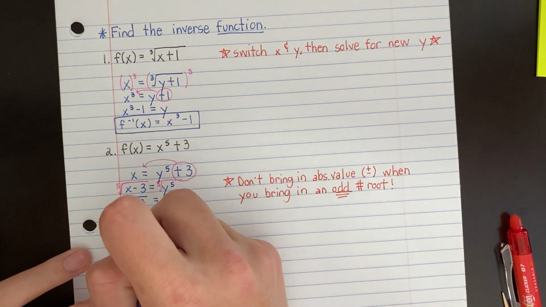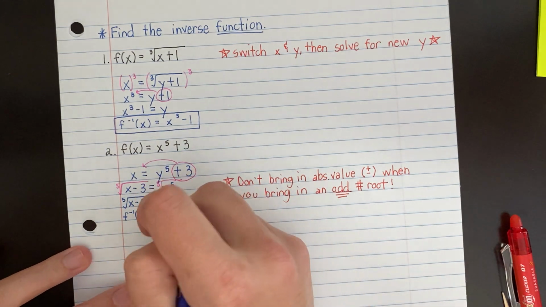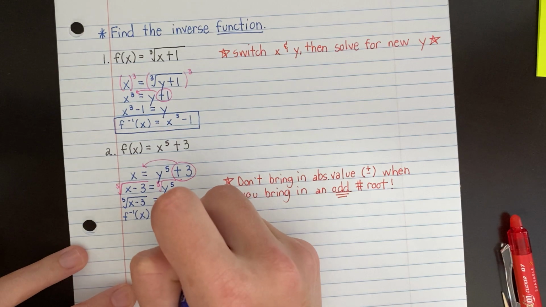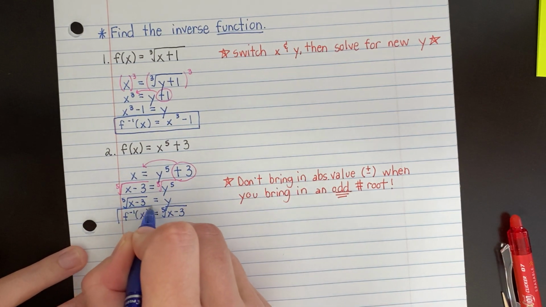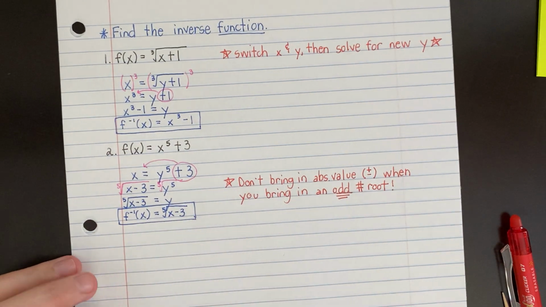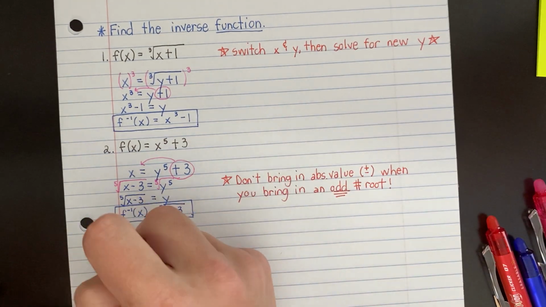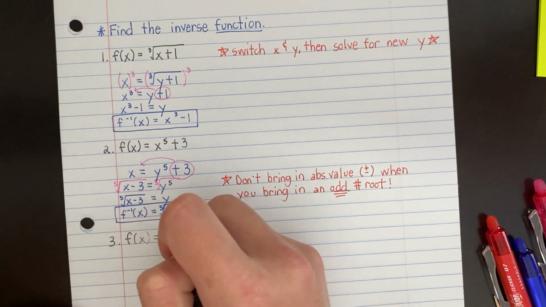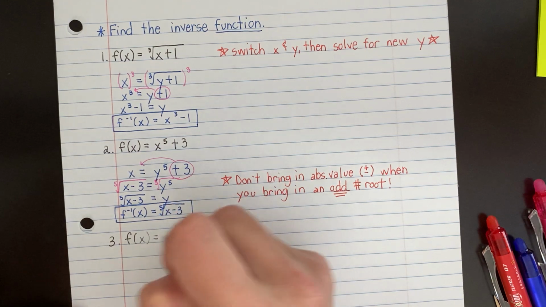So other than sticking that f function notation, f inverse of x equals 5th root of x minus 3, make sure the whole x minus 3 is under the radical. Other than that, you're done with this problem. Okay, all right, so that's number 2. Number 3, f of x equals x to the 5/7.